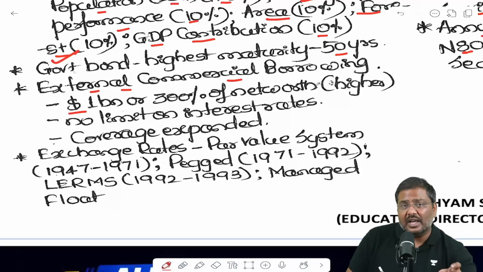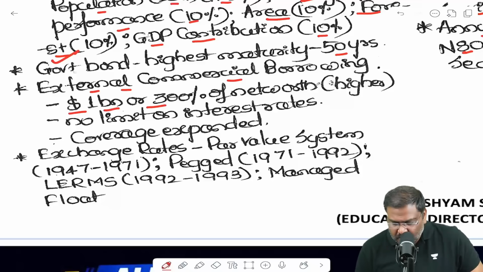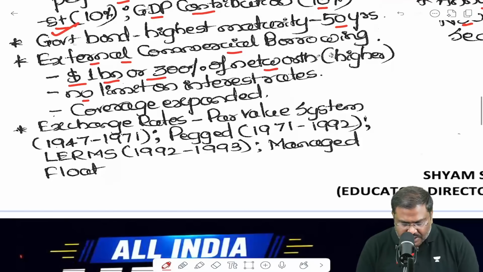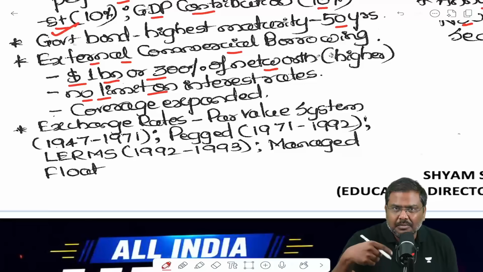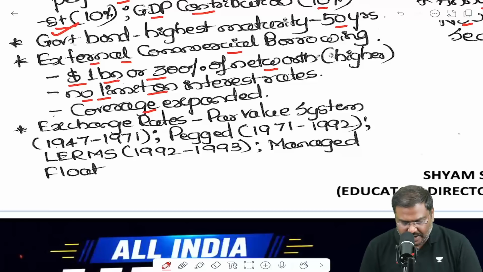The highest limit that is allowed has been increased from 750 million to 1 billion, or 300% of the net worth, whichever is higher. There is no limit on the interest rate that a borrower can offer, and the coverage of who is allowed to borrow has also been expanded.